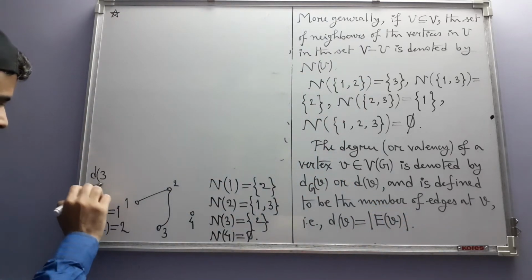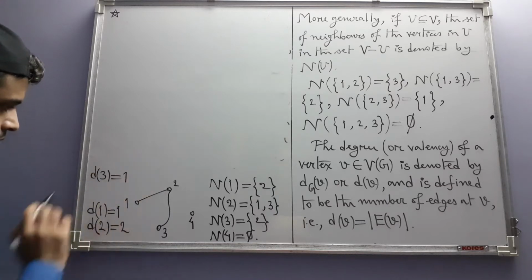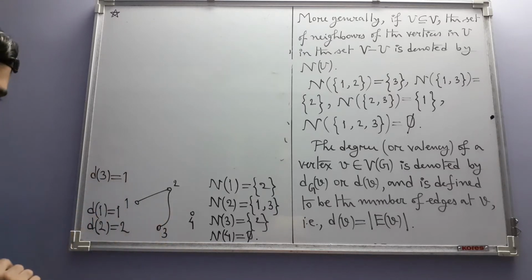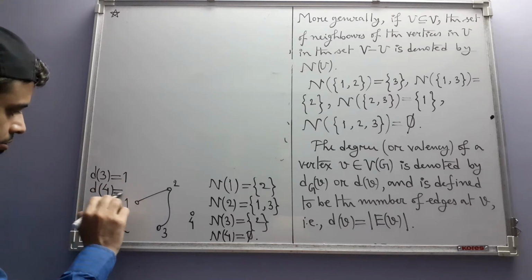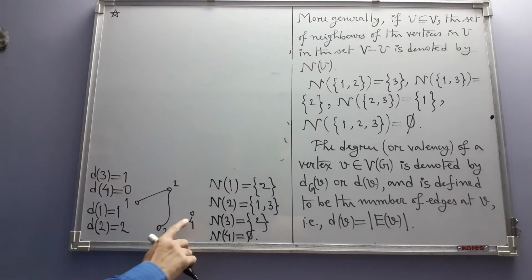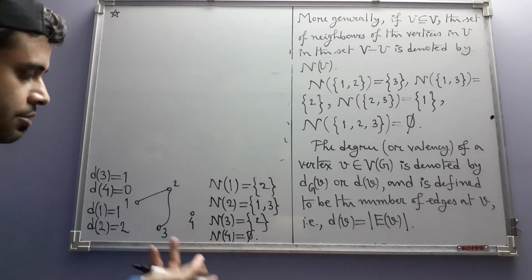D of 3 is 1, only one edge incident on 3, and D of 4 is 0 because 4 is not adjacent, 4 has no neighbor.